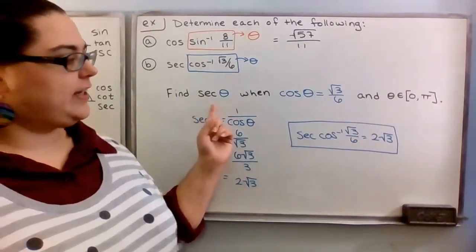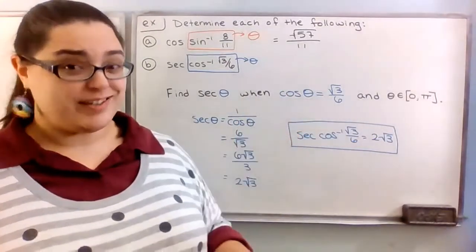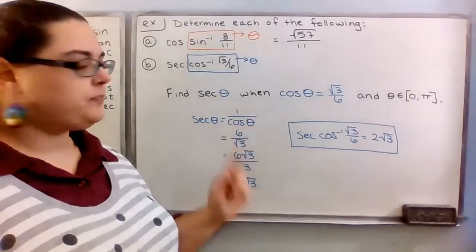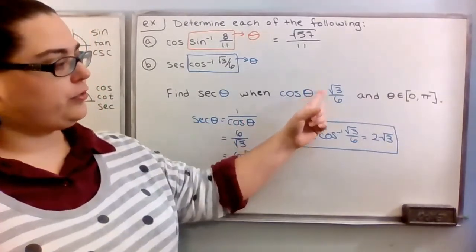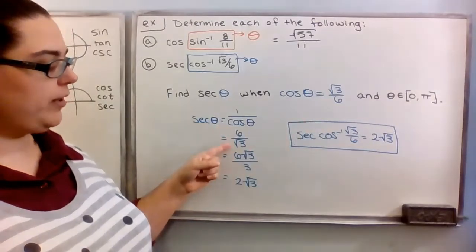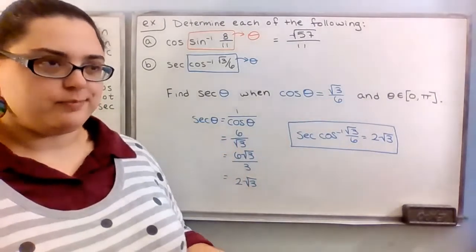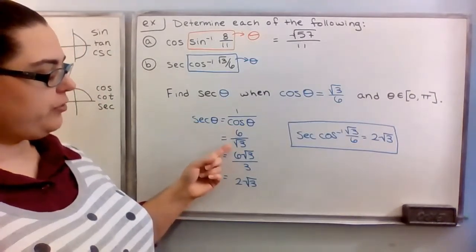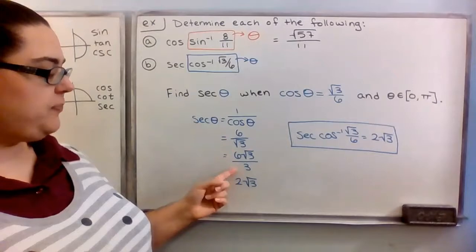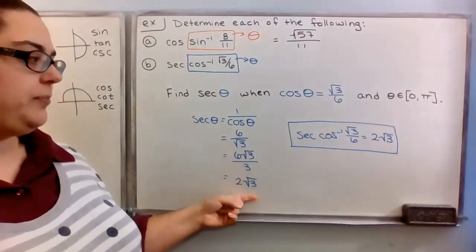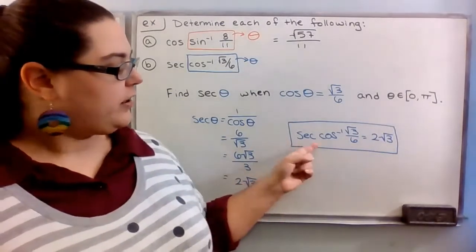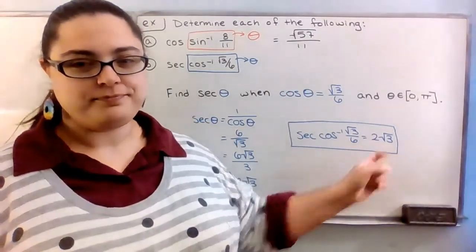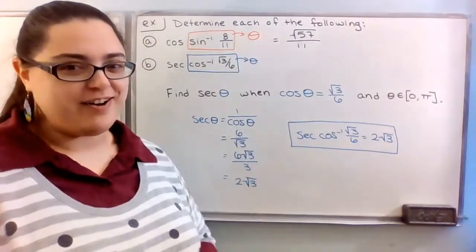If I want to find secant and I know cosine, this is actually nicer than using a Pythagorean identity because secant and cosine are reciprocals. So the reciprocal of root 3/6 is 6 over root 3. And then we just have to simplify that radical. We multiply top and bottom by root 3 to get 6 root 3 over 3, and then that reduces to 2 root 3. So secant of inverse cosine of root 3/6 is equal to 2 root 3. So how did you do? Were you able to figure it out all right?